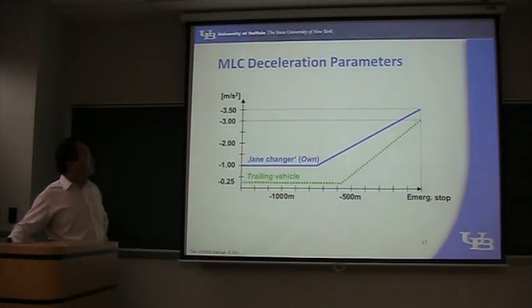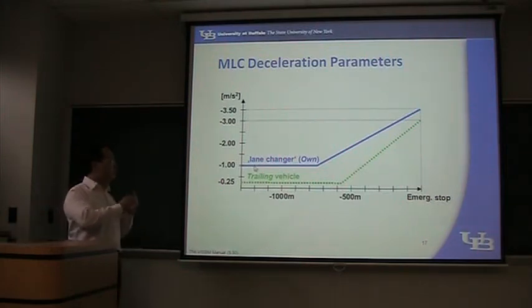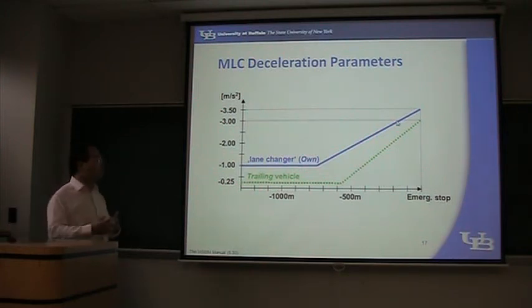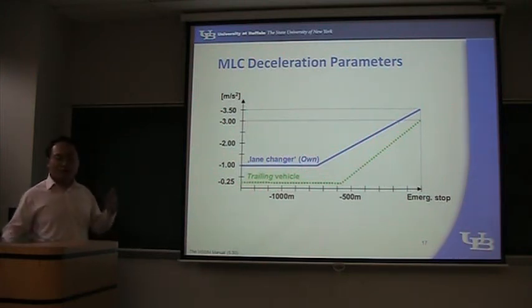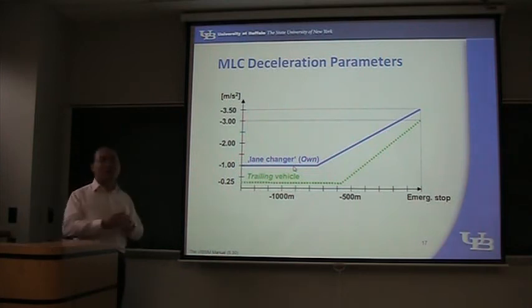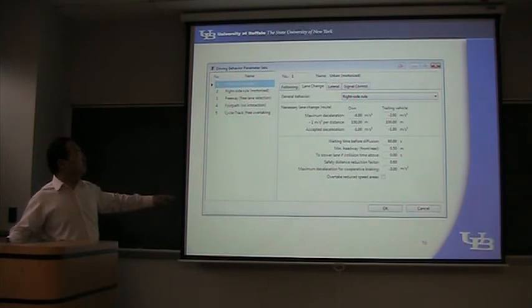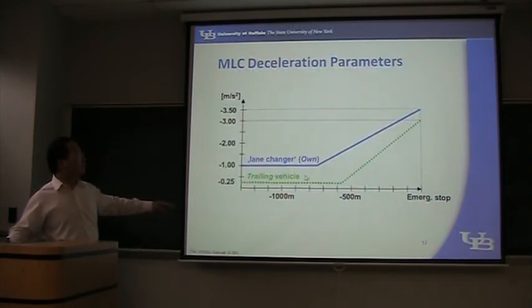Then another thing is the slope of this curve. So in VSIM, when it's very far away from the intersection, you have a small maximum deceleration. And here, when you are approaching the intersection, you are going to get a bigger maximum deceleration. And these are for both vehicles, the own vehicle and the lag vehicle or the trailing vehicle. Two curves. So these 6 parameters, 6 numbers, are defining these two curves. Alright?